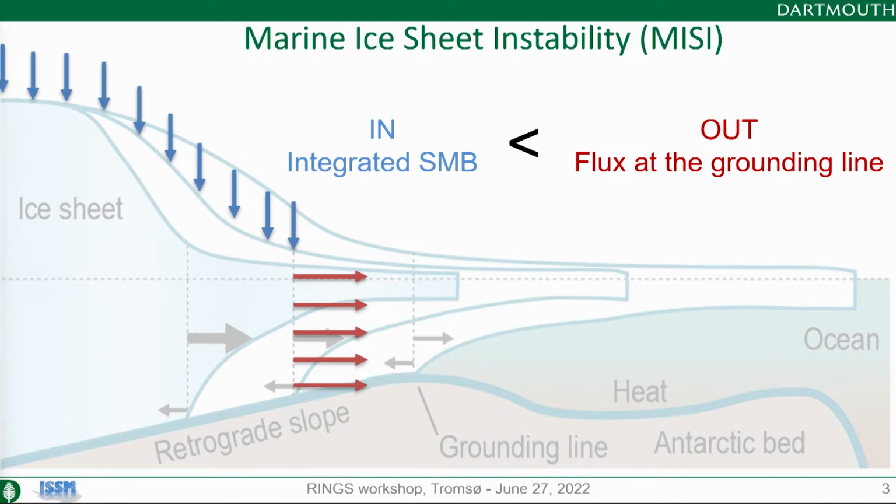So there are a number of caveats to that. This is a 2D view. In 3 dimensions, we may have other factors that may slow down the retreat or may stop it.